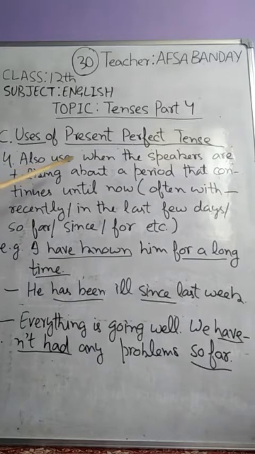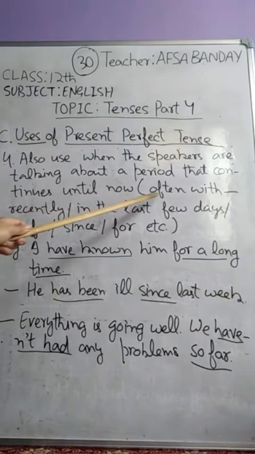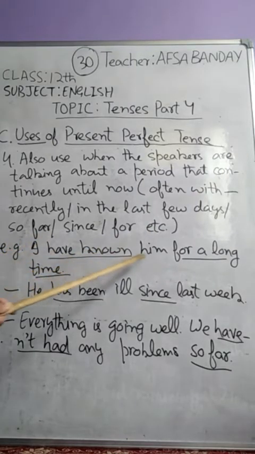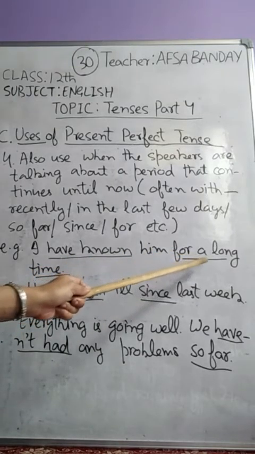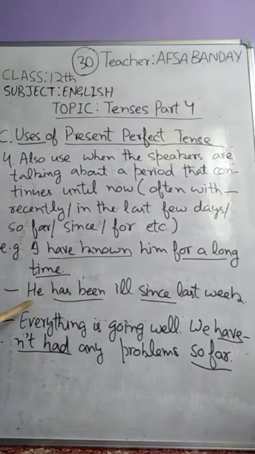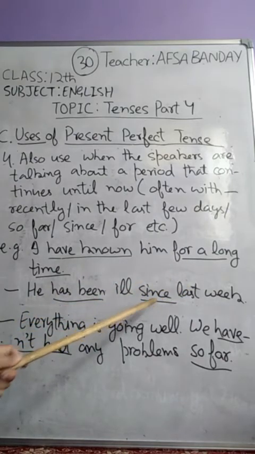We also use present perfect tense when the speakers are talking about a period that continues from the past until now, especially or often with these phrases: recently, in the last few days, so far, since, for, etc. But when we are talking about complete actions, for example, I have known him for a long time. So we have the present perfect with the phrase for a long time. Or he has been ill since last week. Has been present perfect with since.